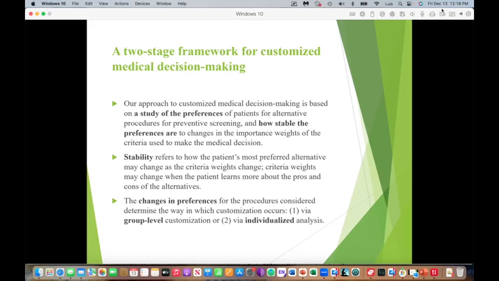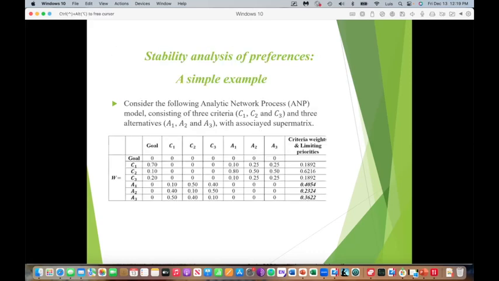That was a different paper in 2012. I think it was published in the European Journal, where we studied stability in a different way than is usually done for the ANP.